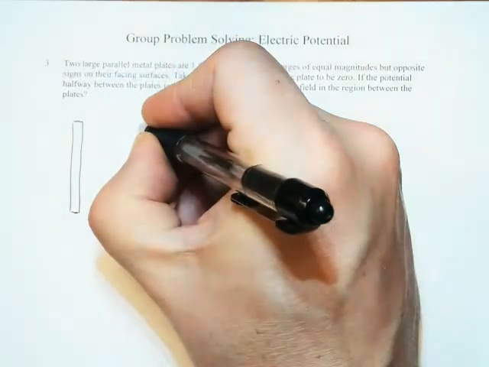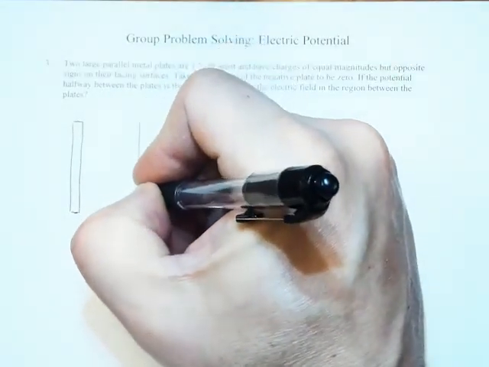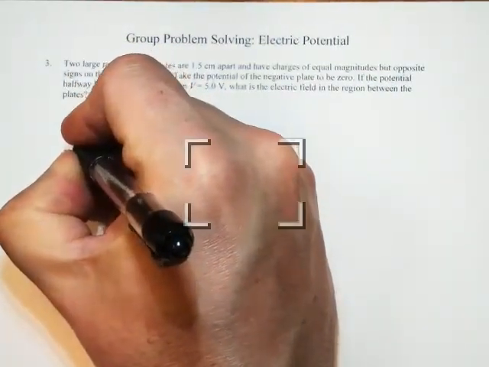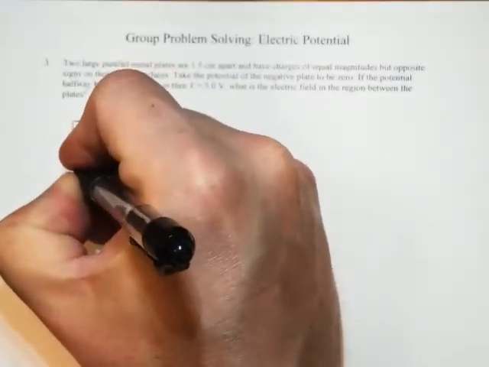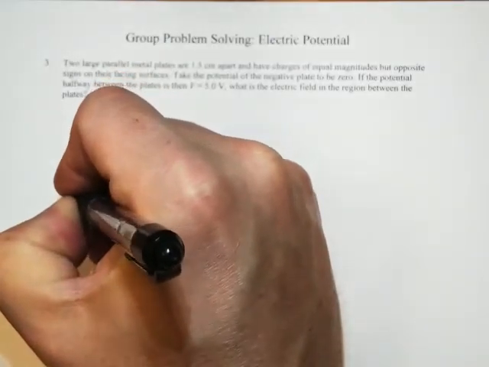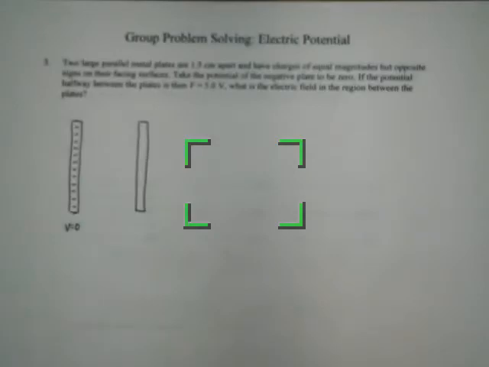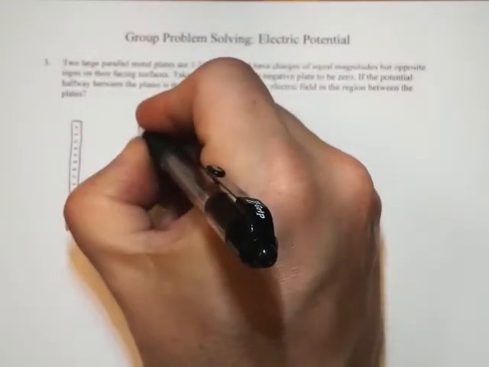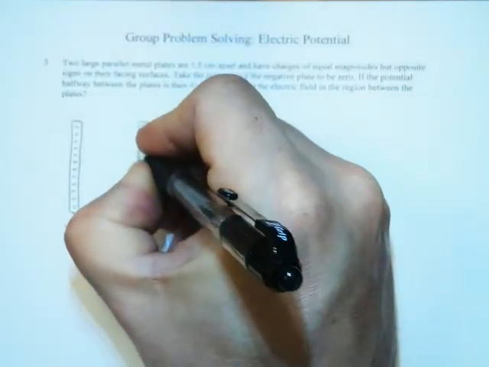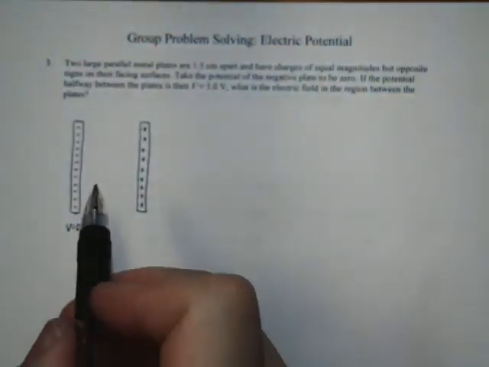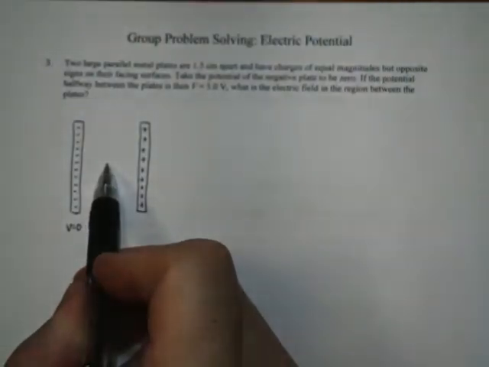Not at all required to draw anything here, but sometimes I think some of us got into physics teaching because we like doodling when we're doing the problem solving. So I got my two plates. One of them is negative, and let's just arbitrarily assume that that electric potential is 0 there. Another one is positively charged, and we don't know what the electric potential is there. But we know that the electric potential halfway between the plates is 5 volts.